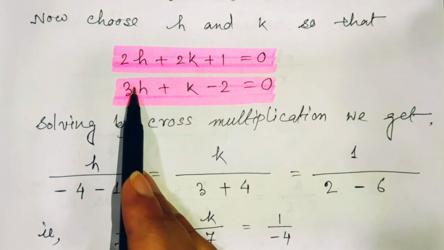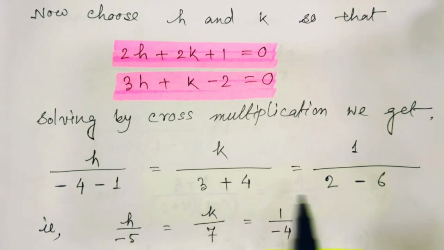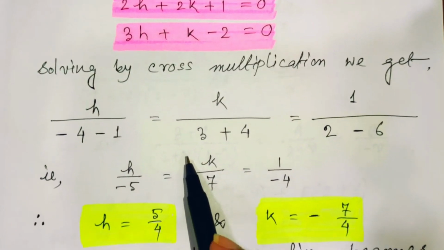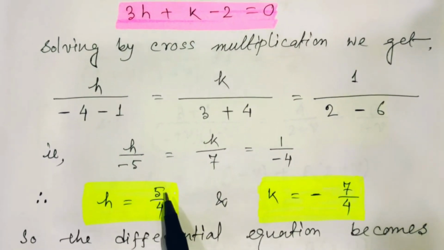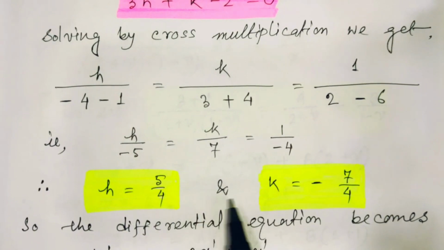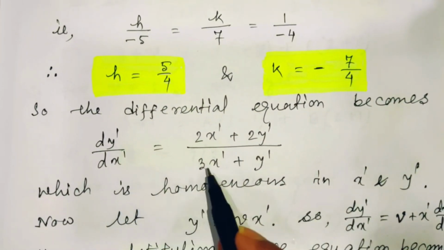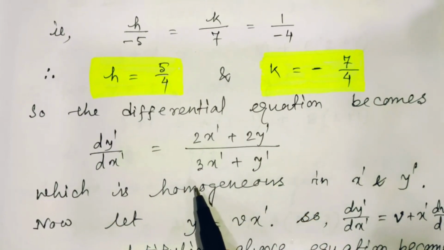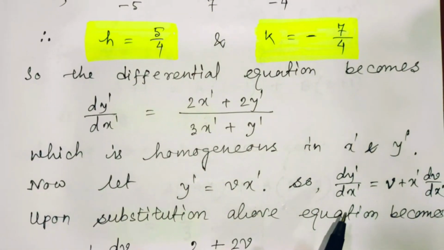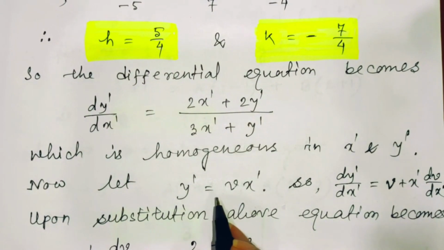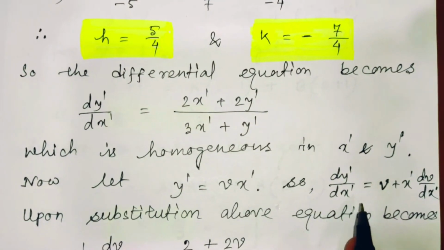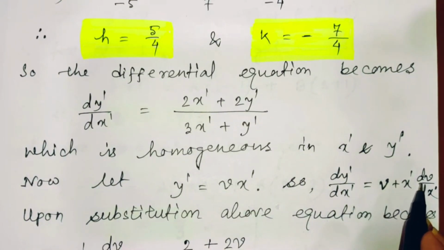We solve it by the cross multiplication method. So h we should take here, and by this cross multiplication we shall get this value. I hope you know this method, but still I have solved it out for you. Accordingly we find the h value is 5 by 4 and the k value is minus 7 by 4. So the differential equation now becomes dy dash by dx dash equals (2x dash plus 2y dash) divided by (3x dash plus y dash), which is a homogeneous equation in x dash and y dash. So now we should substitute y dash equals v x dash and take the derivative to get dy dash by dx dash, which is v plus x dash into dv by dx dash.